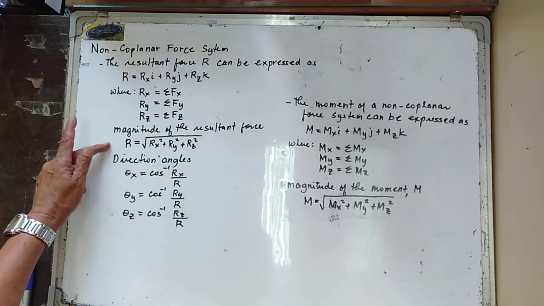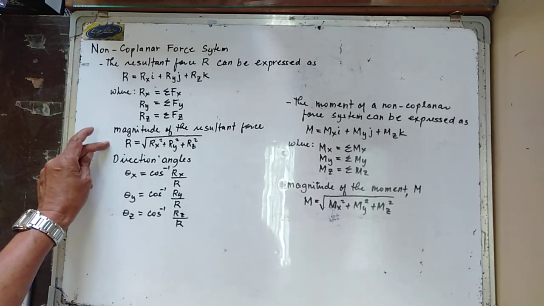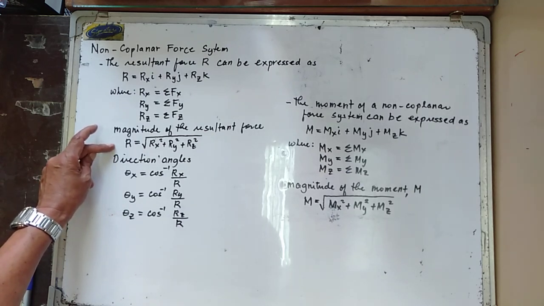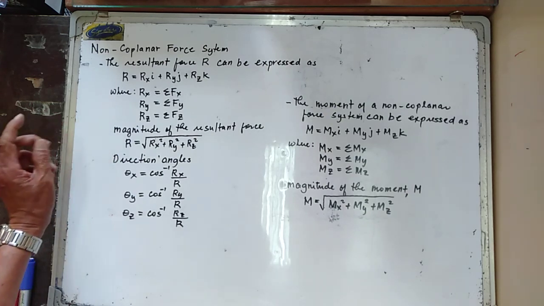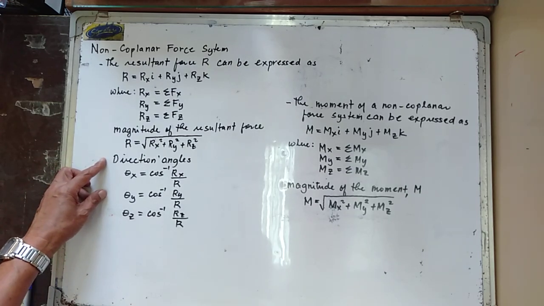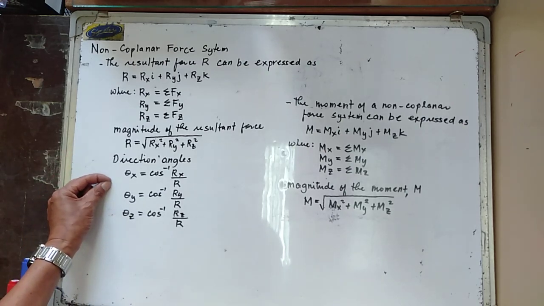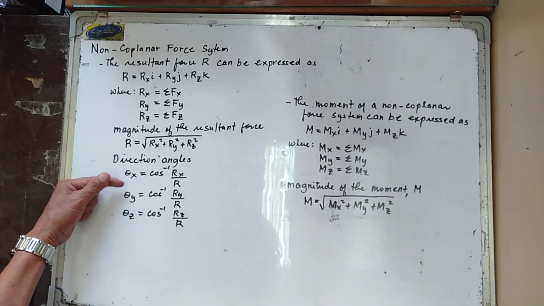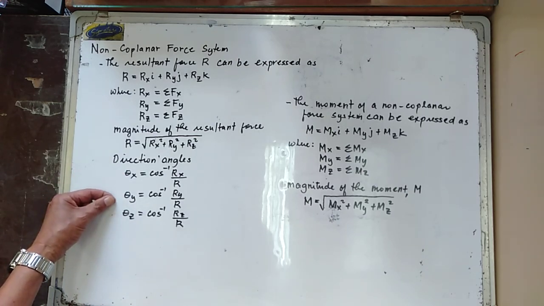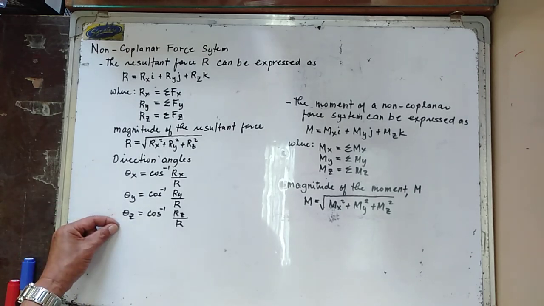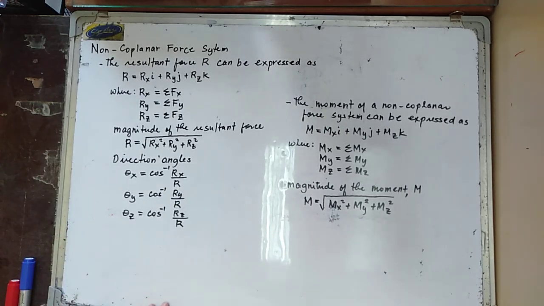How are we going to determine the magnitude of the resultant force? R is equal to the square root of Rx squared plus Ry squared plus Rz squared. And the direction cosines or direction angles of the resultant are theta x equals the arc cosine of Rx over R, theta y equals the arc cosine of Ry over R, and theta z equals the arc cosine of Rz over R.